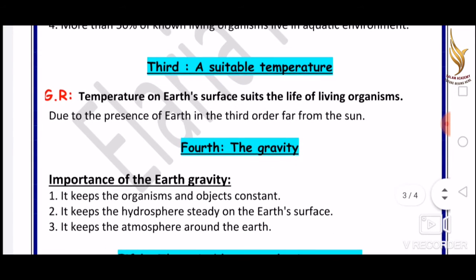Third, we talk about suitable temperature. Temperature on the earth surface suits the life of living organisms due to the presence of earth in the third order far from the sun. The location of the earth from the sun makes earth have a suitable temperature for life on it. So, first we talk about earth atmosphere, earth hydrosphere, and third, suitable temperature.